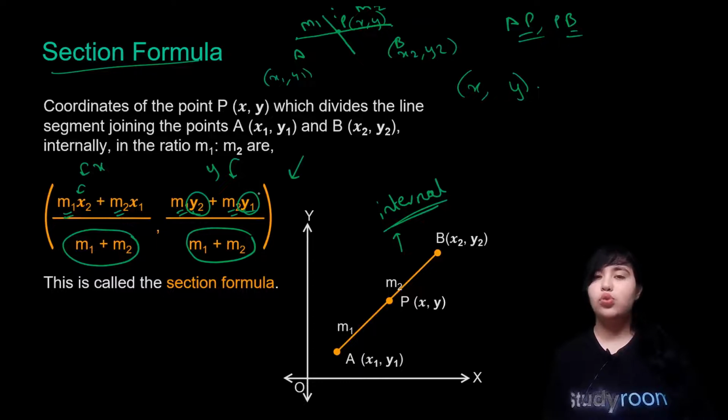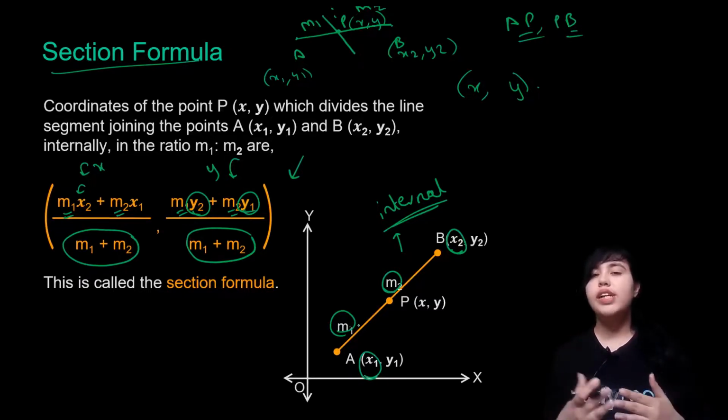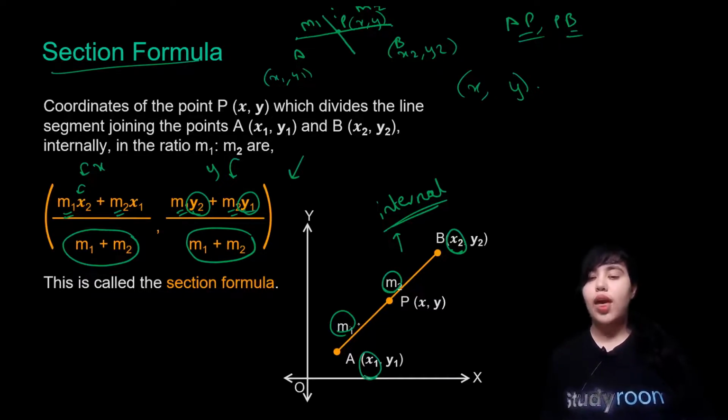If it's 1, 2, 2 and 1. So basically M1 is there, so you multiply it with x2. If I give you M2, you multiply this with x1. That was for the x coordinate. Now for the y coordinate, you need to have only the y terms. So M1 will be multiplied by y2 and M2 will be multiplied by y1. So 1 is multiplied by 2, 2 is multiplied by 1.